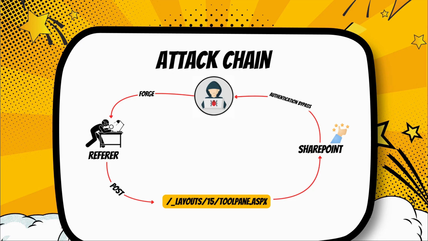After bypassing authentication, the attacker uploaded a malicious ASPX file to the layouts folder. This file acted as a web shell, a script that allowed the attacker to execute commands and access files on the server.